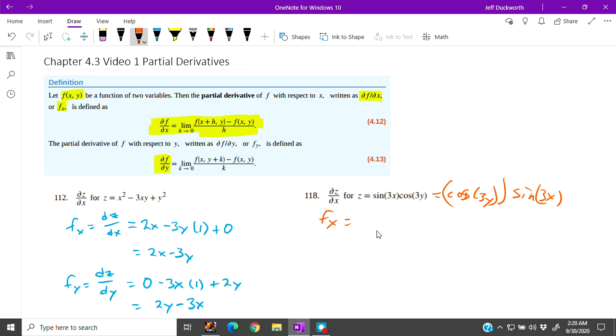So the derivative of sine of, this cosine is up front. Cosine of 3y, that's our constant. We pull that out. And now the derivative of sine of 3x is going to be cosine of 3x times the chain rule part. And the chain rule would just be another 3. So you can put the 3 in front if you want, otherwise that's what we've got.